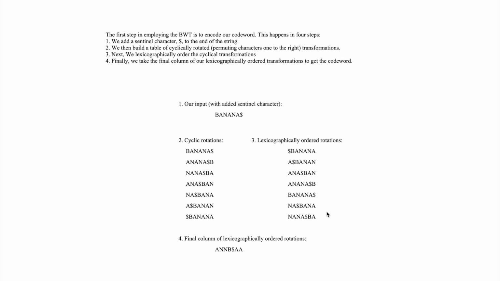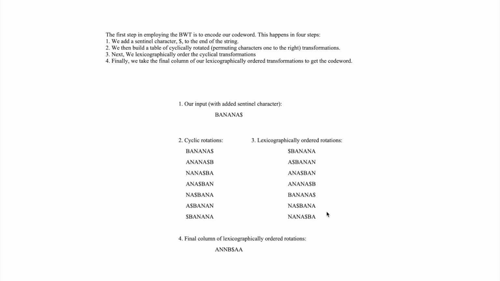After we add the sentinel character, we build a table of cyclic rotations. What I mean by this is you move the sentinel character one letter to the right, maintaining the order of characters in the string. The result of this, as seen below number 2, is a table of cyclically rotated strings characterized by the diagonal movement of the sentinel character.